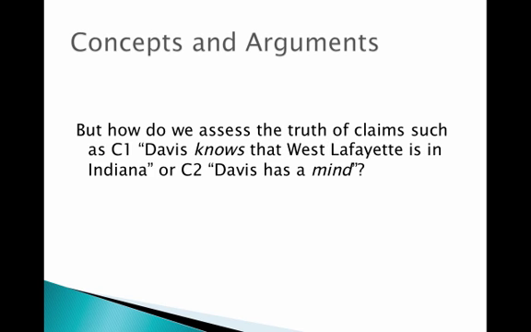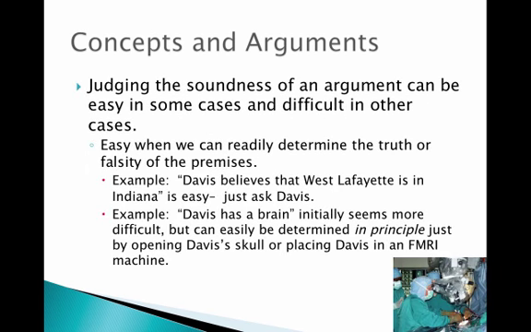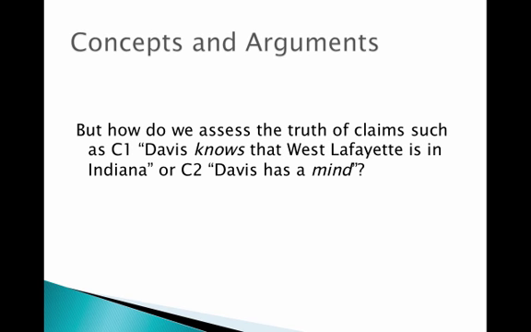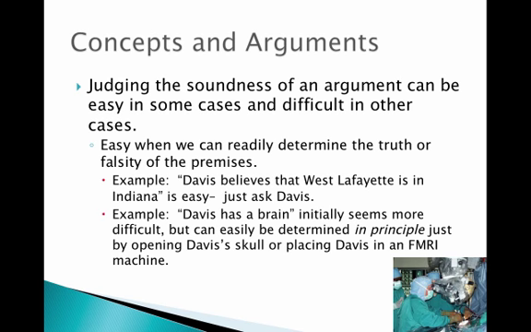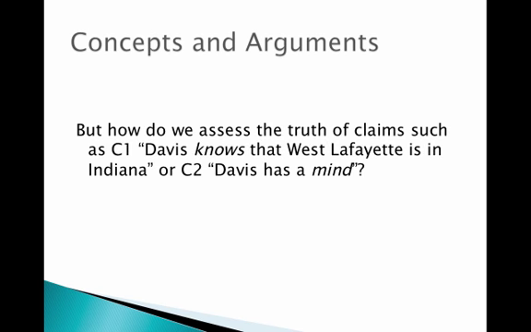I've had one. Well, here's a claim. How do we assess the truth of a claim such as C1: Davis knows that West Lafayette is in Indiana? Or claim 2: Davis has a mind? These are different from those first two claims. The first is that Davis believes West Lafayette's in Indiana. But then C1 is Davis knows West Lafayette's in Indiana. And then Davis has a brain. That's the physical organ in my skull. Davis has a mind, claim 2, that's not the same thing. So these are different concepts: knowing versus believing, a mind versus a brain.